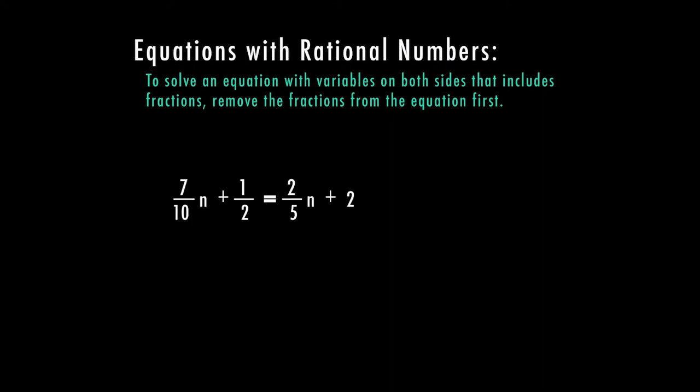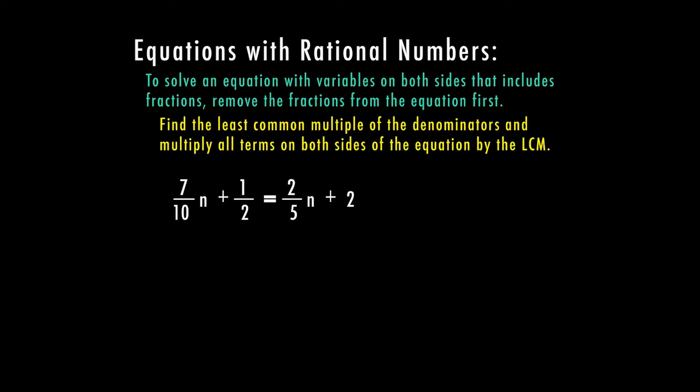So here's our equation. We have 7/10 n plus 1/2 equals 2/5 n plus 2. So we have three fractions within this problem. In order to eliminate the fractions, we need to find the least common multiple of the denominators, and we want to multiply all terms on both sides of the equation by that LCM.